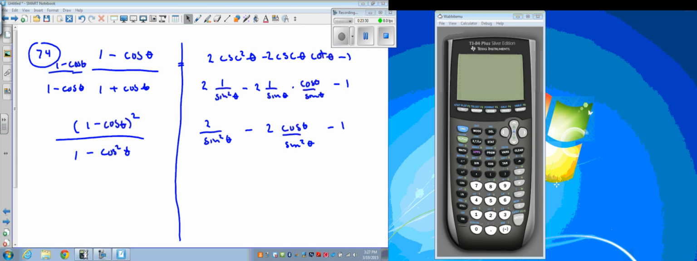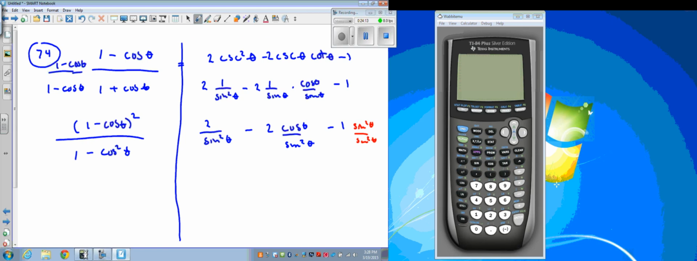So what would maybe be advantageous is to get this as sine squared over sine squared, right? So we've got a common denominator there. Maybe that would be good. Nice. I'm kind of reaching a dead end in my thinking here. Yeah, change that to sine squared.